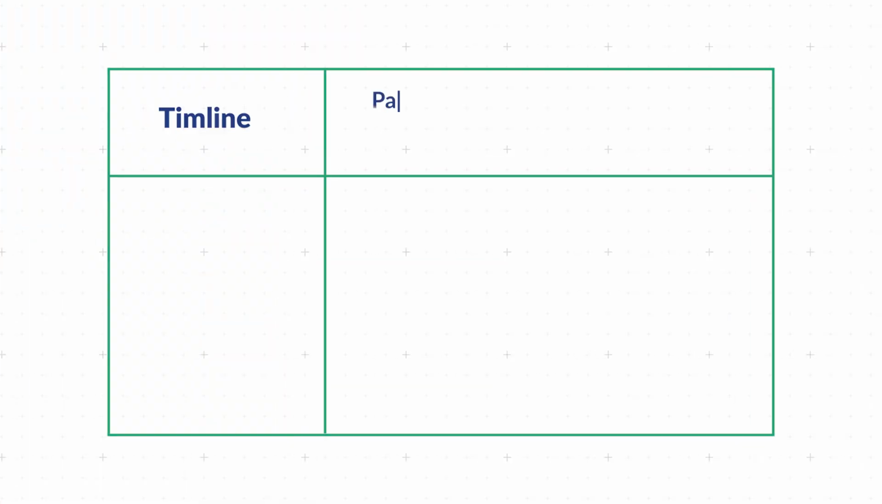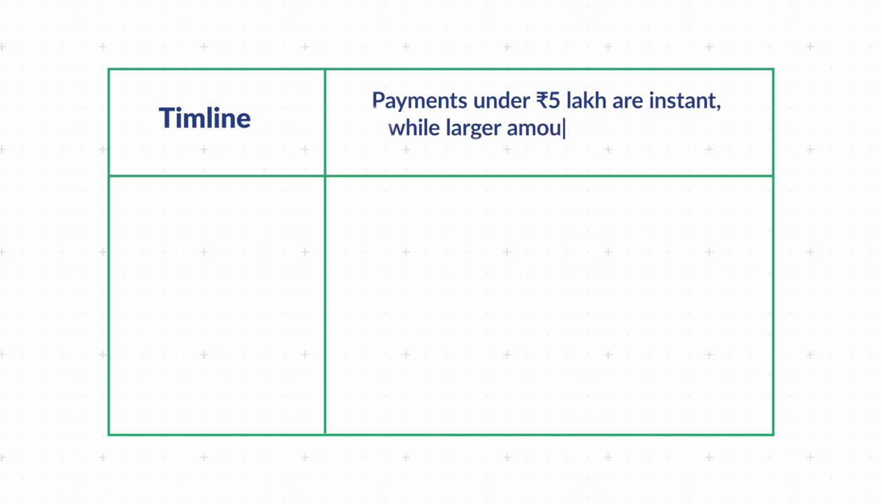Moving on to PayPal. PayPal is a global and credible platform, and it definitely is convenient. But let's see the different aspects of receiving payments through PayPal. About timeline. Any payment under rupees 5 lakhs can be received instantly. However, any payments that are above rupees 5 lakhs may take up to 2 hours.